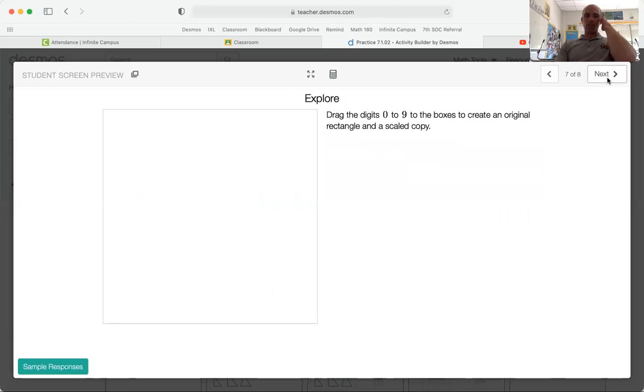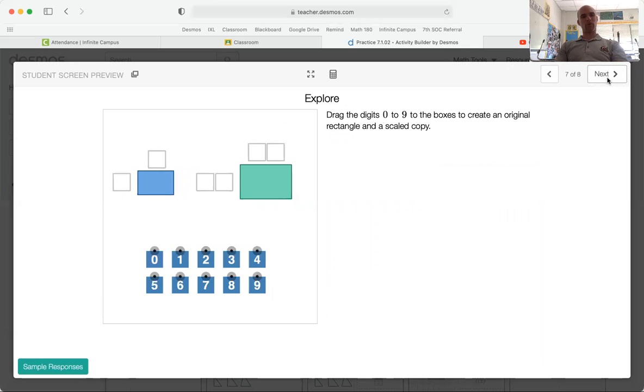And the last one is the explore question. Sometimes when I assign these homeworks, I will tell you that the explore is like optional or extra credit, because some of these can get pretty hard. This one's not too bad. We just got to use 2, 4, 6 of these digits down here to make a scale copy relationship between the blue rectangle and the green rectangle.